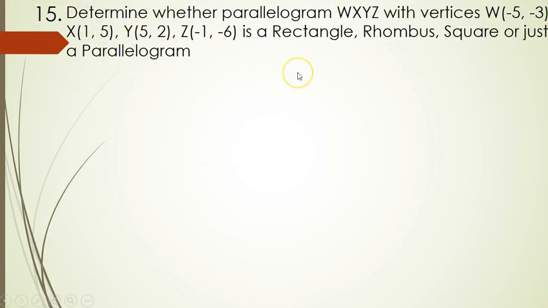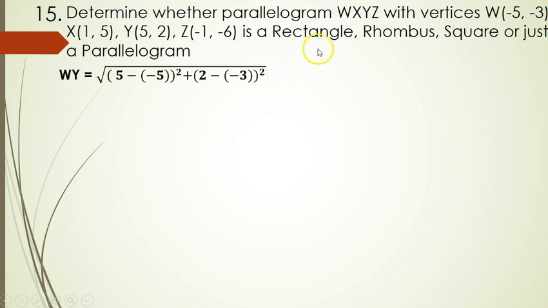Number 15 says, determine whether parallelogram WXYZ with the vertices, and it gives them to you, is a rectangle, rhombus, square, or just a parallelogram. To determine whether it's a rectangle, I determine if the diagonals are congruent. In WXYZ, WX would be a side, XY would be a side, WY would be a side, and WZ would be a side. But I also know that every other letter, WY and XZ, would be the diagonals.